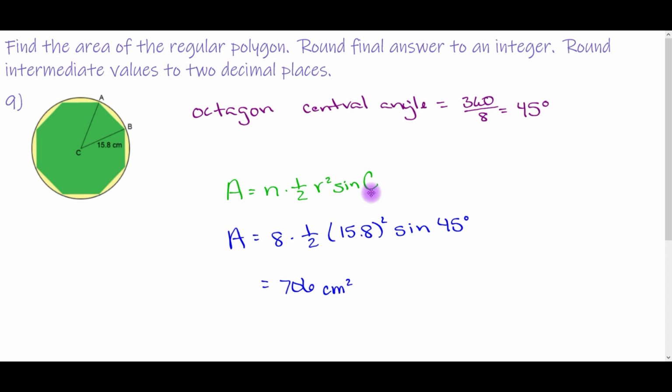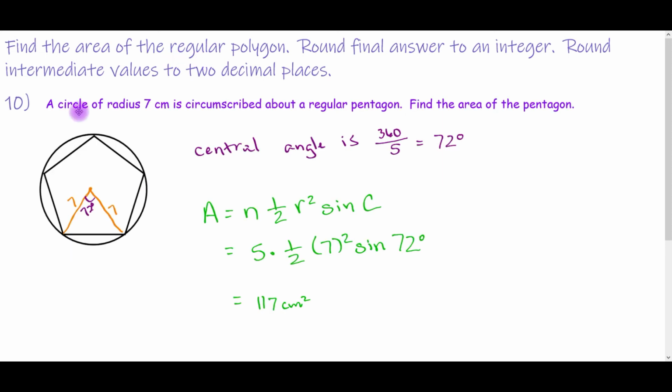The only other thing I need is the central angle and the number of sides. So I know the number of sides because I have an octagon, and then my central angle is just 360 divided by my number of sides, which is 45 degrees. So then plugging all my values in, we end up with about 706 square centimeters. So if I have this radius value, we don't have to do the trig step in there. We can just go ahead and use the formula.